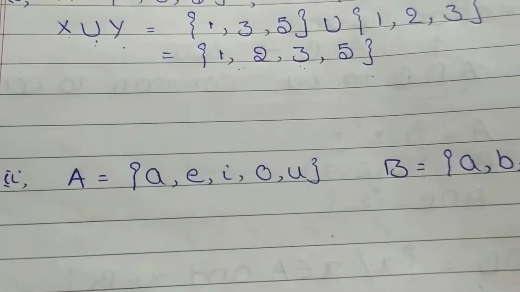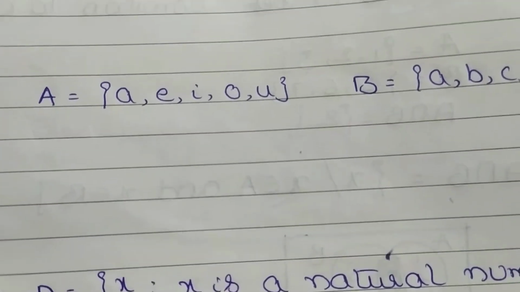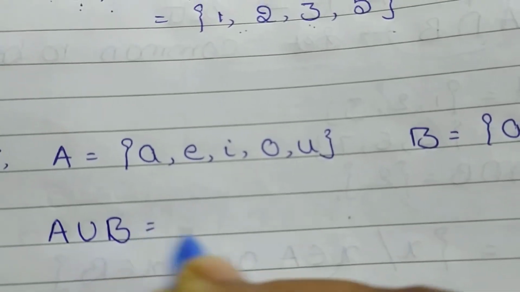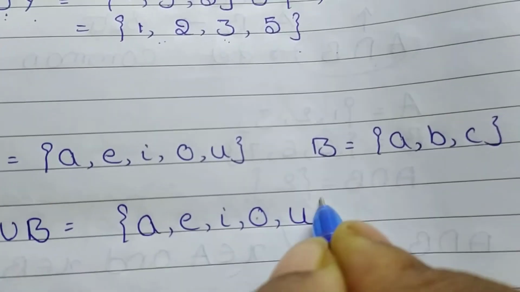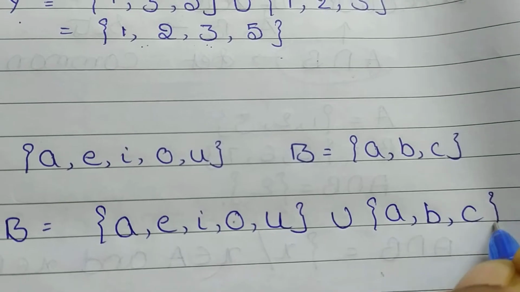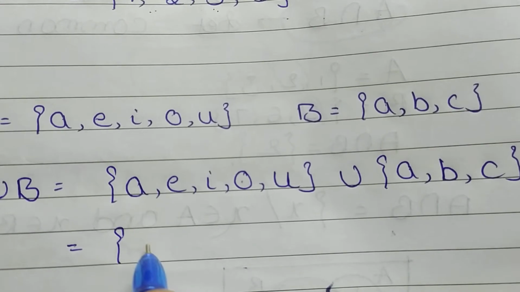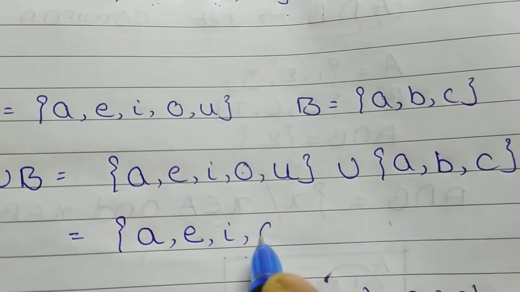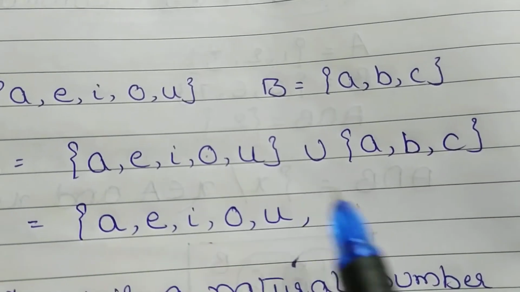Now coming to the next one, they gave A equals to {A, E, I, O, U} and B equals to {A, B, C}. So A union B equals to, how will we write? A union B equals to {A, E, I, O, U} union {A, B, C}. We should write all the elements of both the sets. If it is repeating, no need to write. So I am writing the first set elements, A, E, I, O, U.